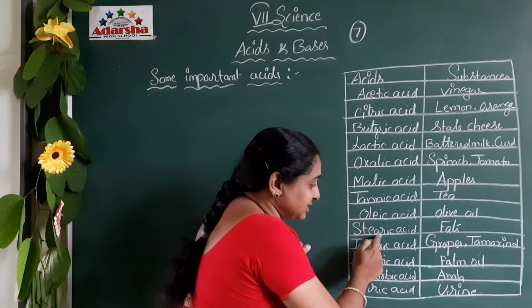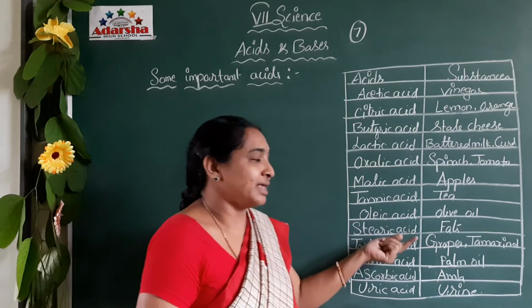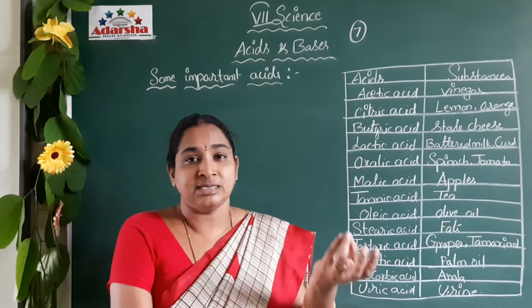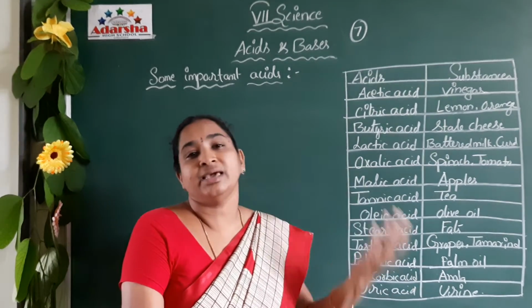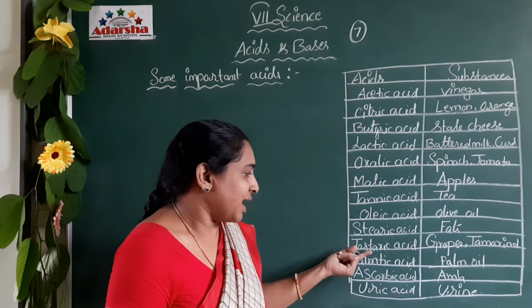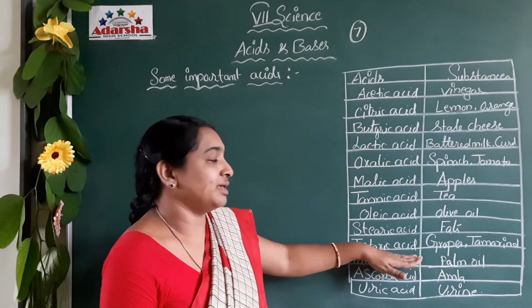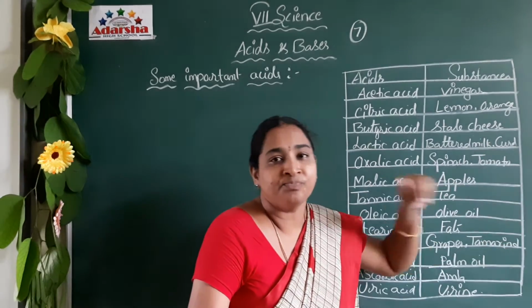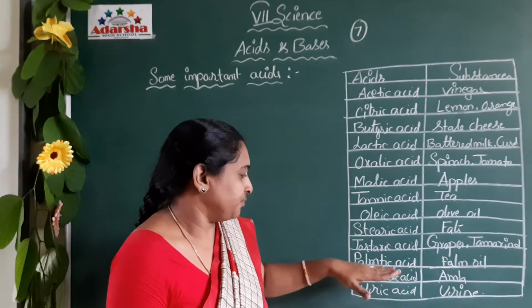And the next one is stearic acid. STEARIC. Stearic acid. This is present in fats. That means oils, ghee, butter. In those, stearic acid is present. Then tartaric acid. What is it? Tartaric acid. We will find this tartaric acid mainly in grapes and tamarind. Where do we find it? Grapes and tamarind.